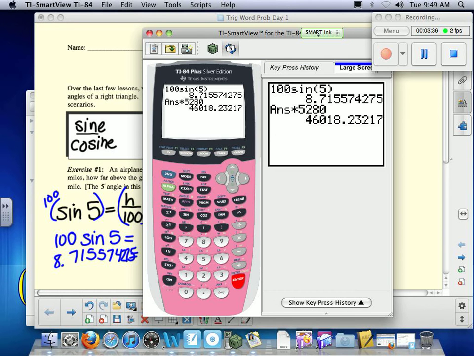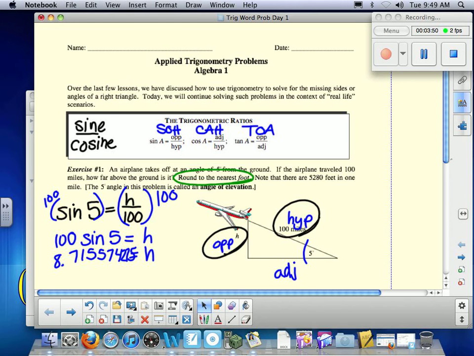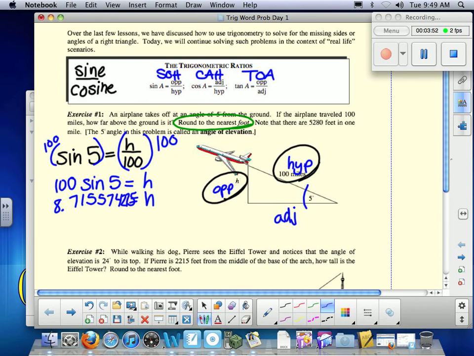Now you may round to the nearest foot. It is a big number. So our height for this airplane is 46,018 feet. Please don't round until the very last step when you do a problem.